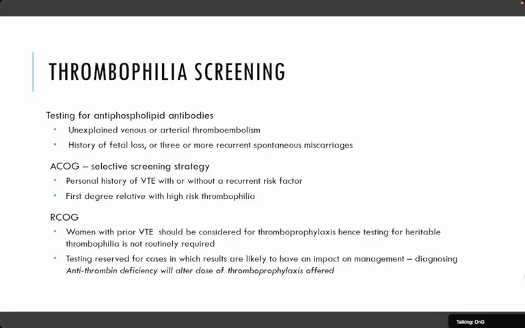But they do advise that testing should be reserved for cases in which results are likely to have an impact on the management. For example, if a patient is diagnosed with antithrombin deficiency, this will then alter the dose of thromboprophylaxis that they will require. And we'll talk about that at a later stage.